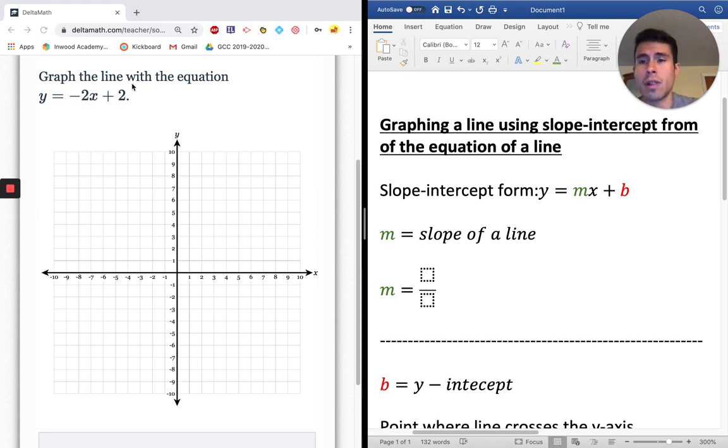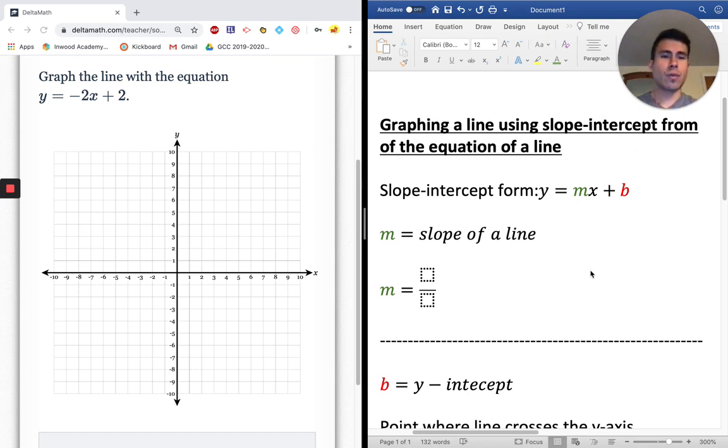So we see this equation right here. It says graph the line with the equation y equals negative 2x plus 2. So we think to ourselves, we know it starts with y equals, so it's slope-intercept form. Now, in case we need a little refresher, we're going to go over the parts of the slope-intercept form of a line and see how these parts are going to help us graph the line on the coordinate plane.